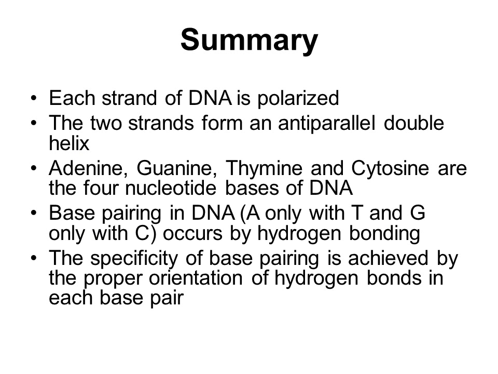So to summarize, each strand of DNA is polarized. The two polarized strands form an antiparallel double helix. Adenine, guanine, thymine, and cytosine are the four nucleotide bases of DNA. Base pairing in DNA, specifically adenine only with thymine and guanine only with cytosine, occurs by hydrogen bonding. The specificity of base pairing is achieved by the proper orientation of hydrogen bonds in each base pair.